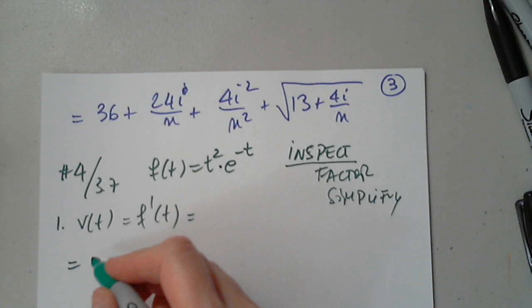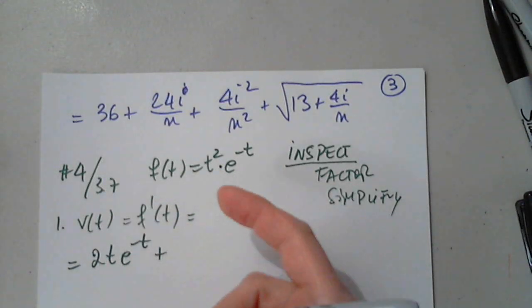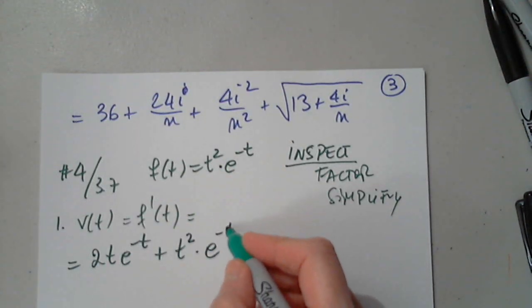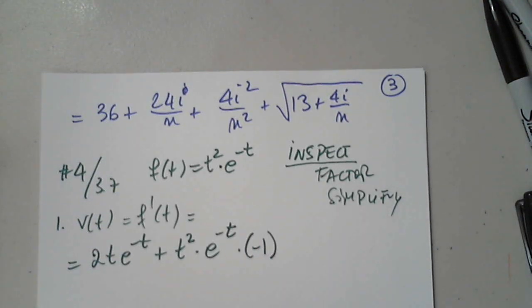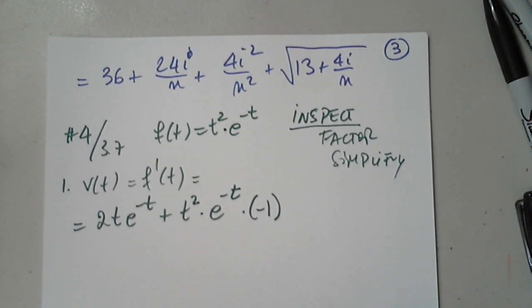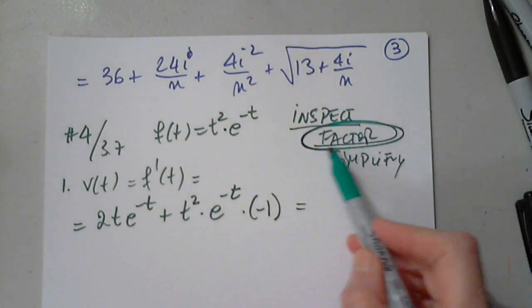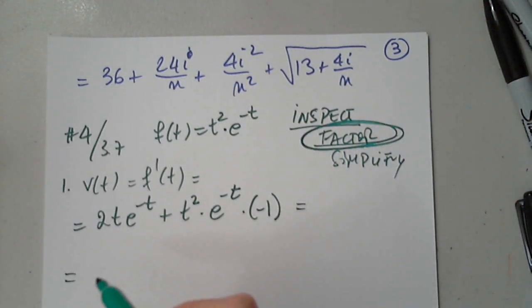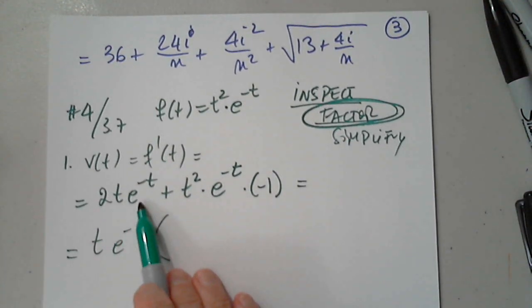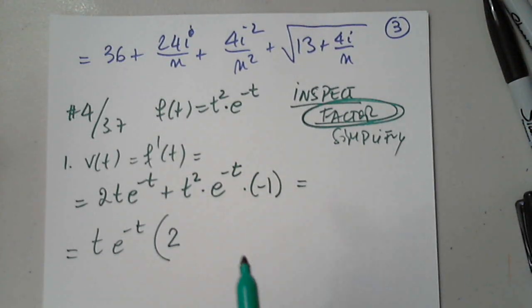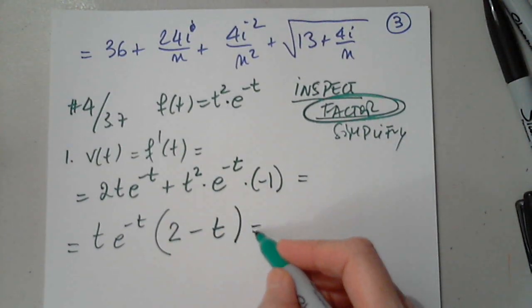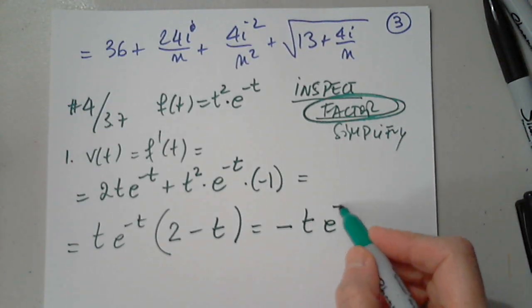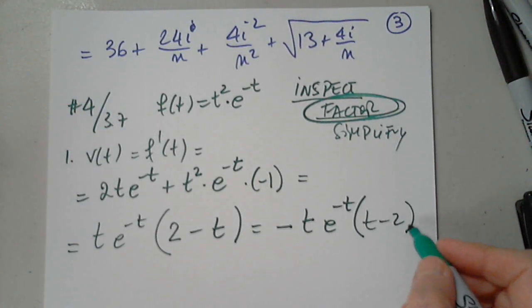So first function prime: 2t e to negative t plus t squared e to negative t times negative 1. I notice that I can factor out a t and e to negative t. So I'm left with 2 minus t, one of them is out, there is a negative, and e to negative t is out. So this is the same as negative t e to negative t times (t minus 2).